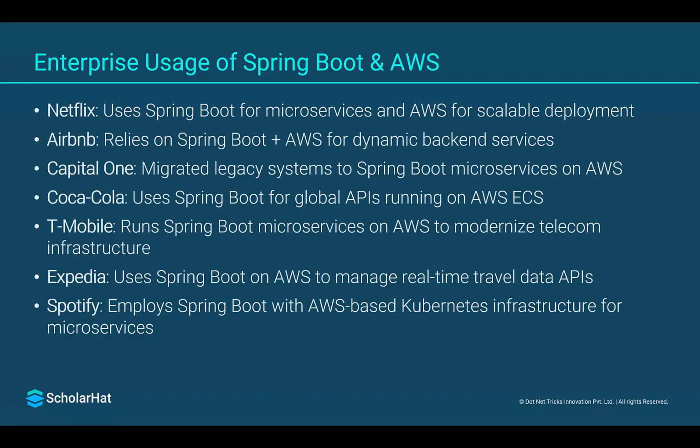Airbnb is the next company using Spring Boot plus AWS. Capital One is using it, Coca-Cola is using it, T-Mobile is using it, Expedia is using it, Spotify is using it. So whatever application or website you use in your daily life, most are backed by Spring Boot and AWS.